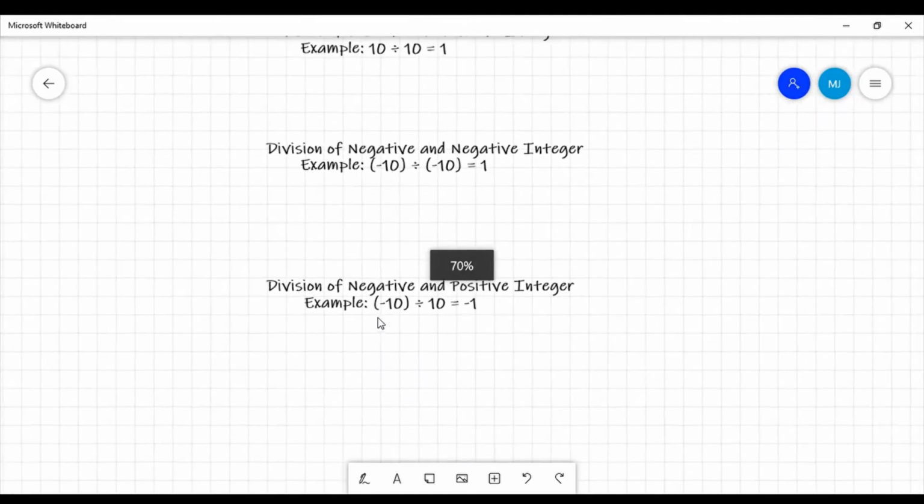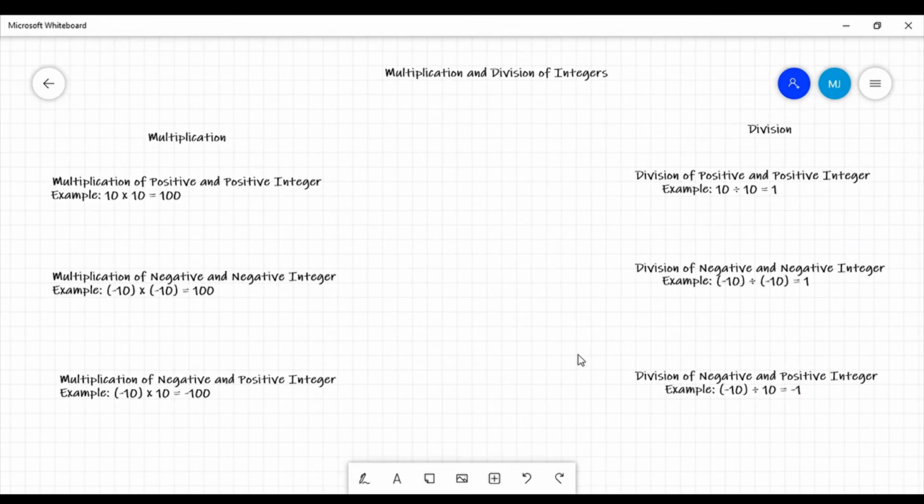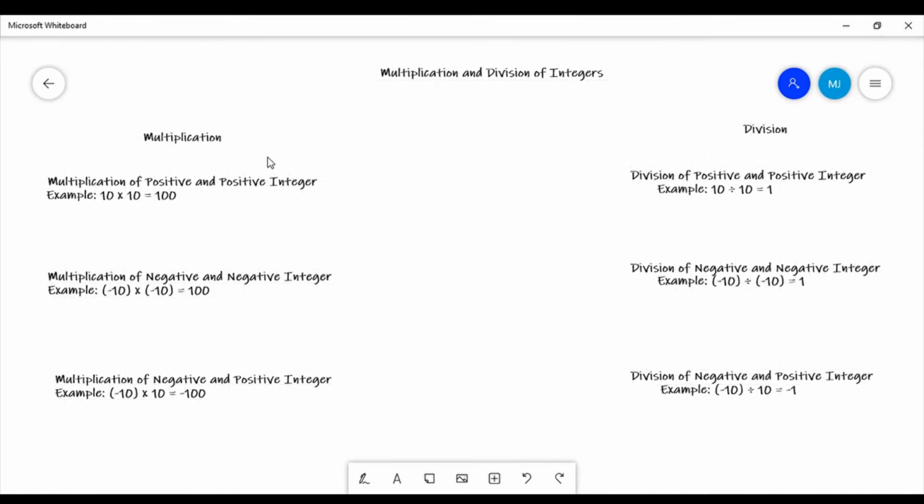So now, it's time for the recap. For our recap, in multiplication of positive and positive integer, and in multiplication of negative and negative integer, the result is always positive. When we multiply positive and positive integer, the result is always positive. When we multiply negative and negative integer, the result is always positive. And when we multiply negative and positive integer, or positive and negative integer, the result is always negative.